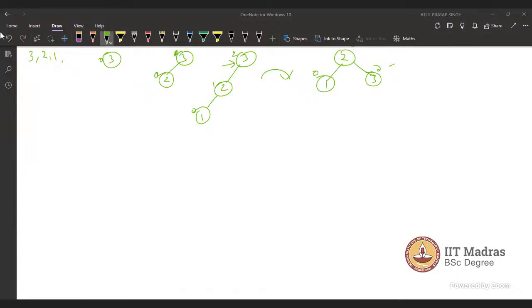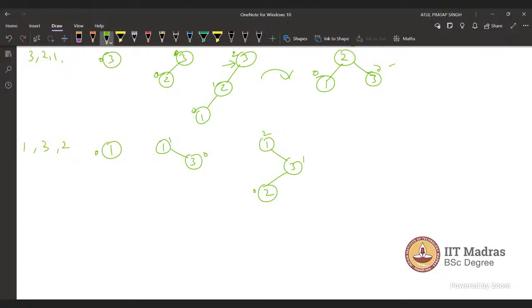Now there is the third type of rotation. For example, if we add 1, 3, and 2. If we create the tree, 1 has balance factor 0, no problem. Then 3 comes, so this is 0, this is 1, no problem. This is the way to insert an element in the binary search tree. Now we add 2: 2 is greater than 1, less than 3, so it comes here. So 0, 1, and 2.